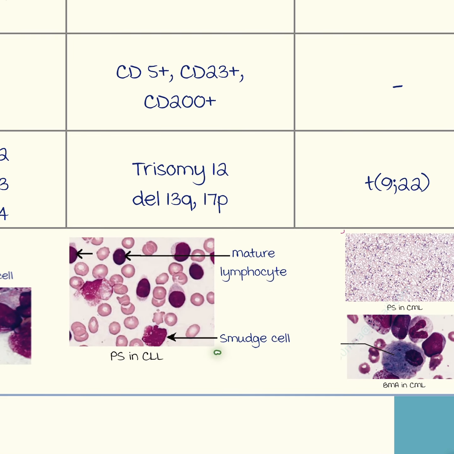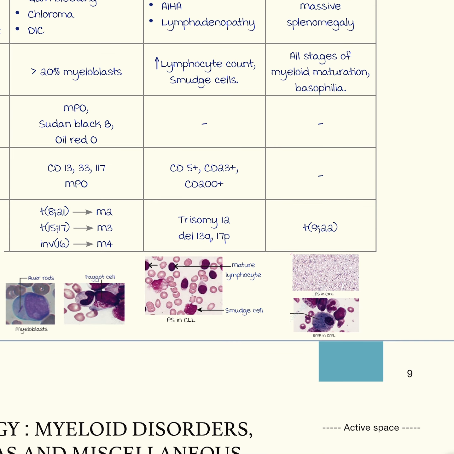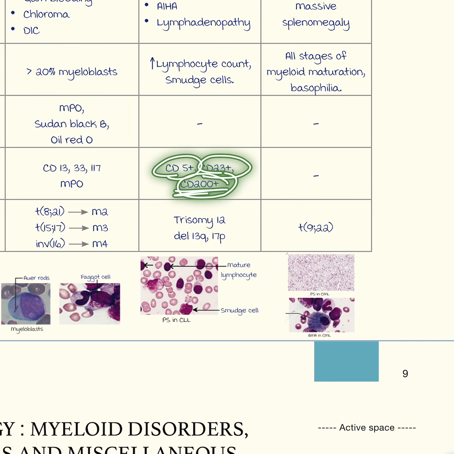You can see this is a smudge cell, also known as a parachute cell. The markers are CD5 positive, CD23 positive, and CD200 positive. Genetically, there is trisomy of chromosome 12, deletion of 13q on the long arm, and 17p on the short arm.